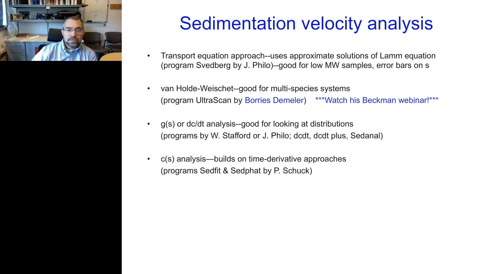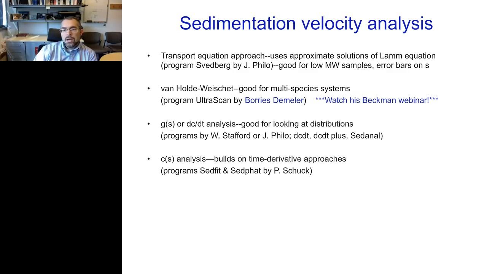So very briefly, I mentioned this Lamb equation. This is sort of the master equation that describes sedimentation in a centrifuge. And a lot of these techniques are obviously ways to analyze the Lamb equation. It's complicated enough that we can't really get a detailed analytical solution.